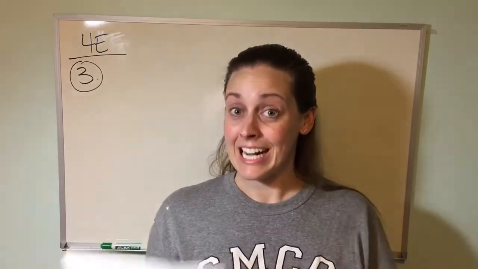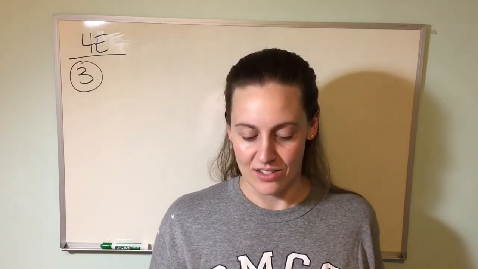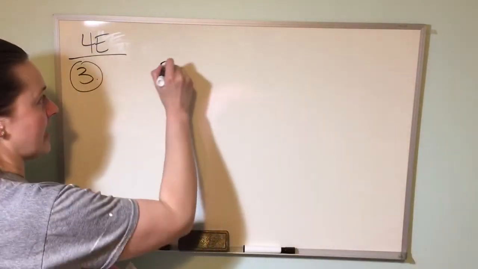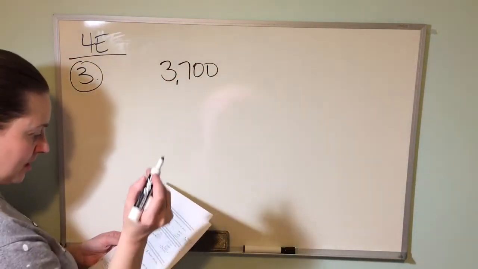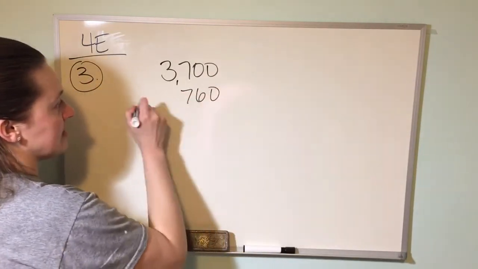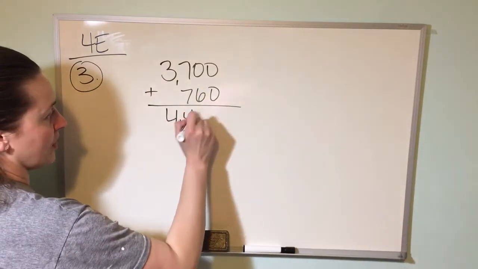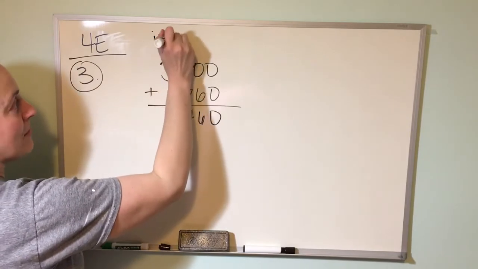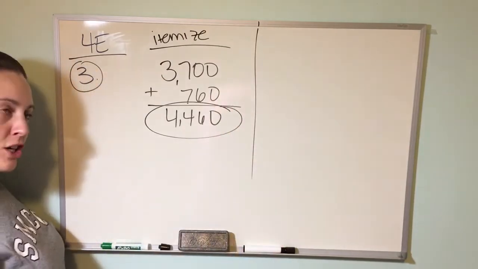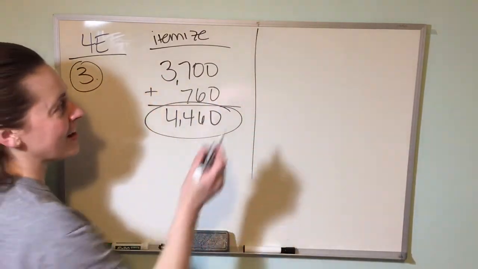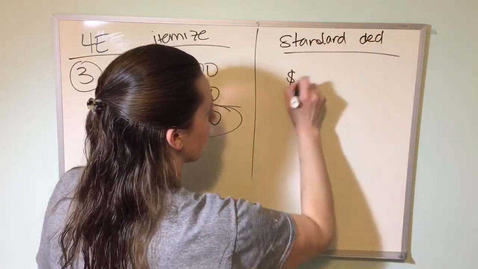Remember, we want to take away the greatest amount of money possible because that's money that we don't have to pay taxes on. So we can either say, okay, well, I donated $3,700 to charity. I also donated $760 to charity. So if I add these together, I will get $4,460. So if I itemize my deductions, I'll get to deduct this amount of money. However, if I take the standard deduction, they said it's what?